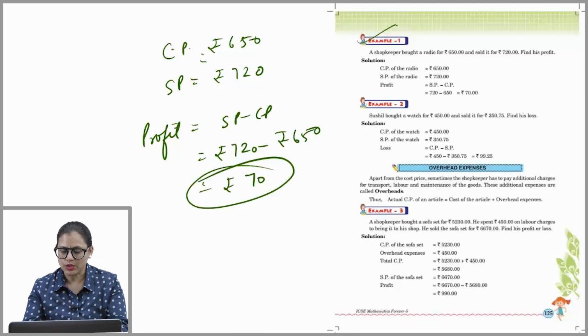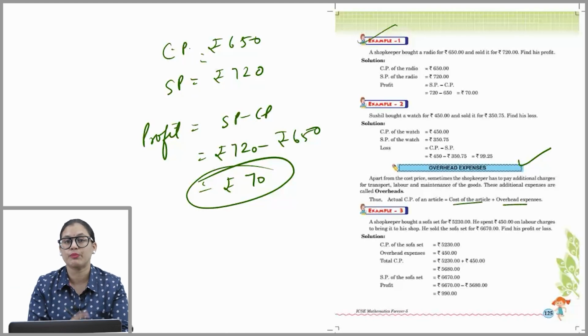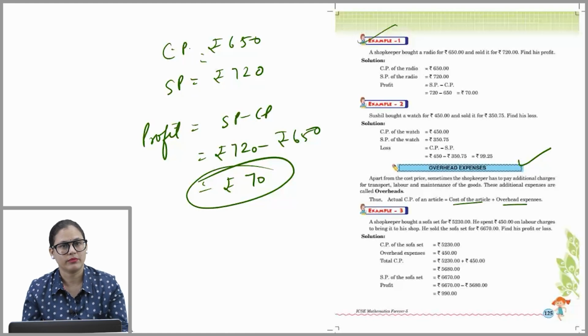Next, overhead expenses. Apart from the cost price, sometimes the shopkeeper has to pay additional charges for transport, labor and maintenance of the goods. These additional expenses are called overheads. Thus, actual CP of an article is equal to cost of the article plus overhead expenses. Overhead expenses will be included in the cost price.